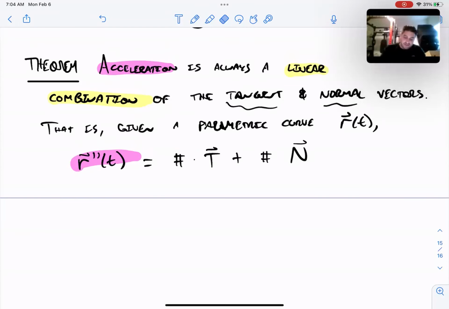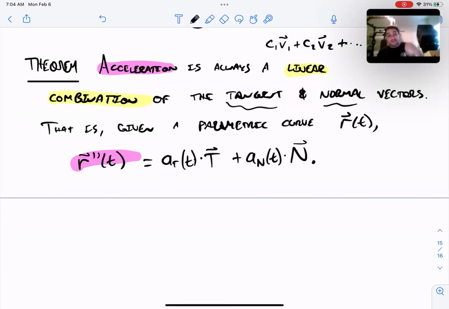If you are recalling something from a linear algebra class, this is where you always write things like c1v1 plus c2v2, and maybe it keeps going if there are more. That's a linear combination in general. Here, vector one would be the tangent vector, and vector two would be the normal vector. What are the scalars in this case? Well, there are some functions that we call the tangent component of acceleration and the normal component of acceleration, because they're the scalar quantities in this equation.